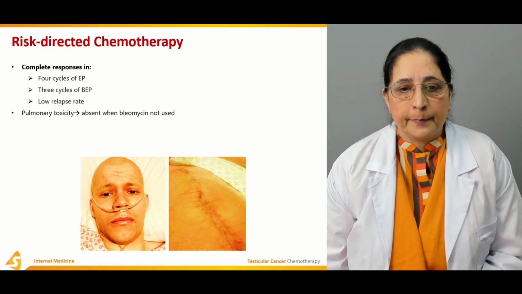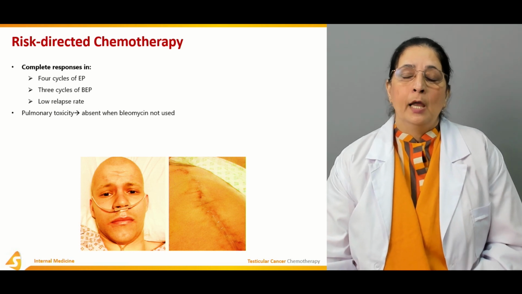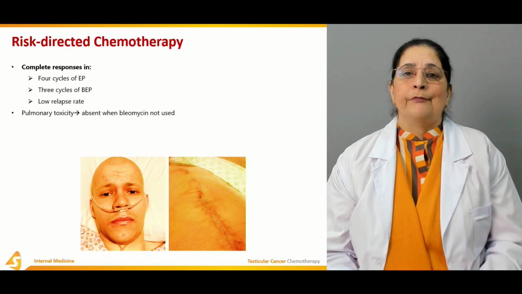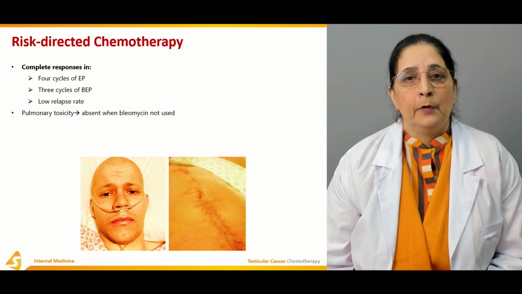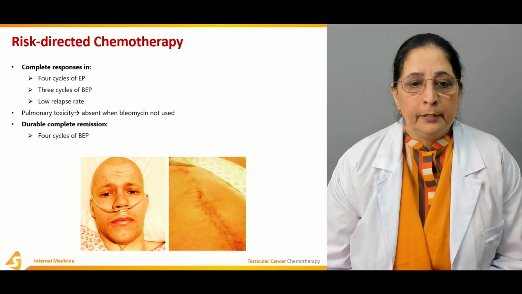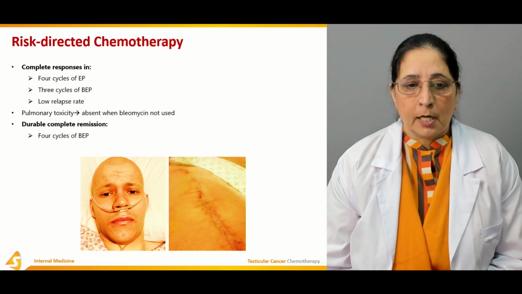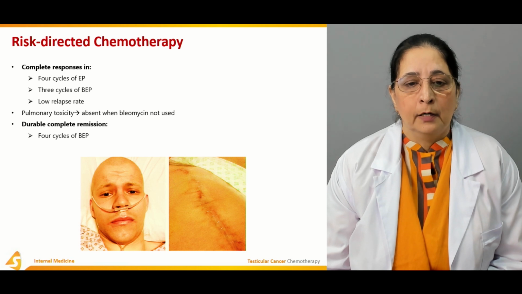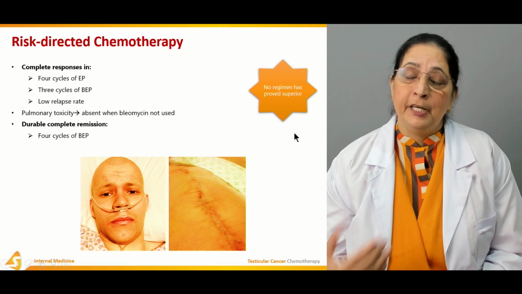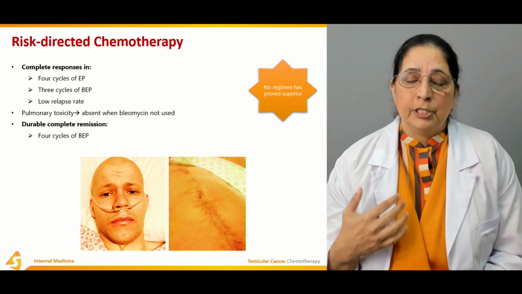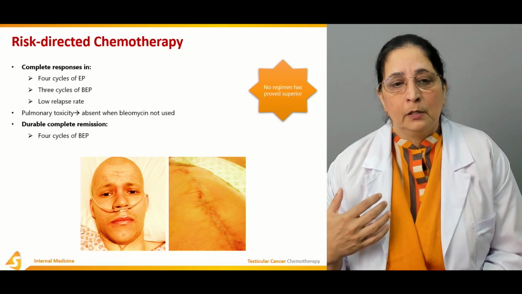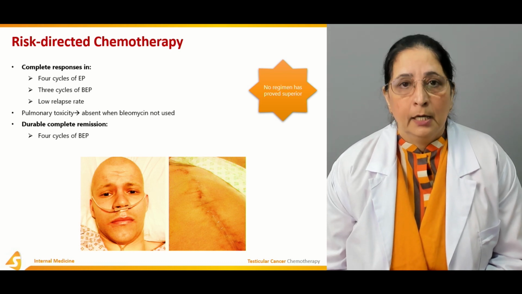Pulmonary toxicity is absent when bleomycin is not used. I mentioned that bleomycin is the chemotherapeutic drug that affects the lungs, causes the pulmonary toxicity and pulmonary failure. Durable complete remission occurs with 4 cycles of BEP. No regimen has proved superior to this regimen, which is BEP. If the 4 cycles are used, there is complete remission of the cancer.